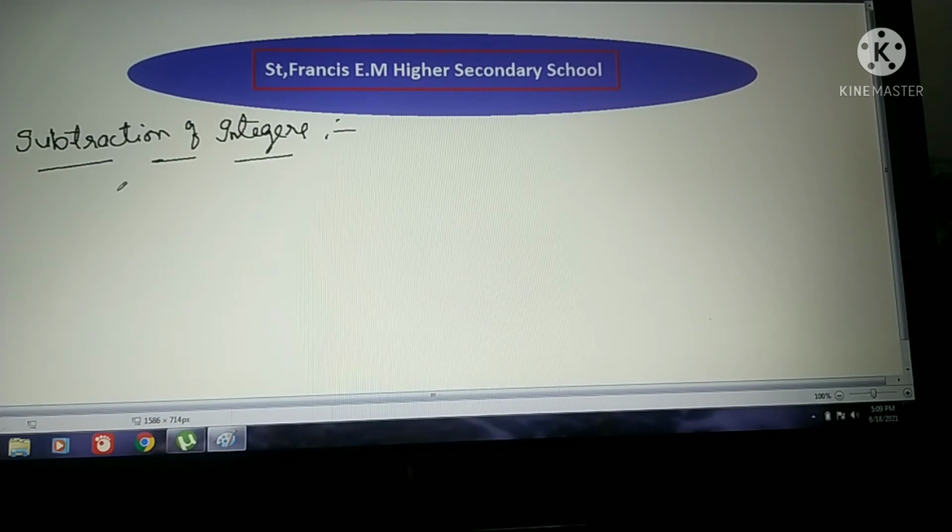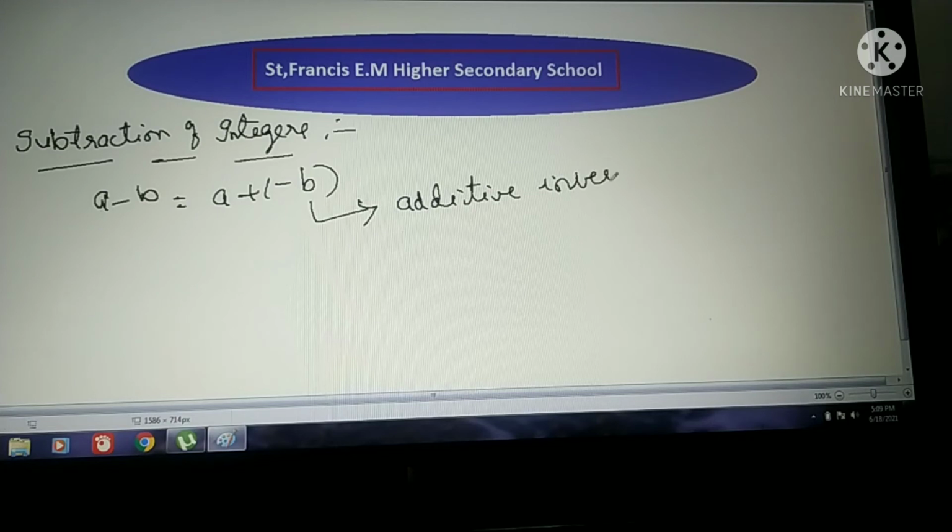So we have seen the addition part. Now we will see subtraction of integers. Okay, suppose I take a minus b. Here I am doing subtraction, so I will write it as a plus of minus b. Then we call this one the additive inverse of b. Minus b is the additive inverse of b. Additive inverse of minus b means b.